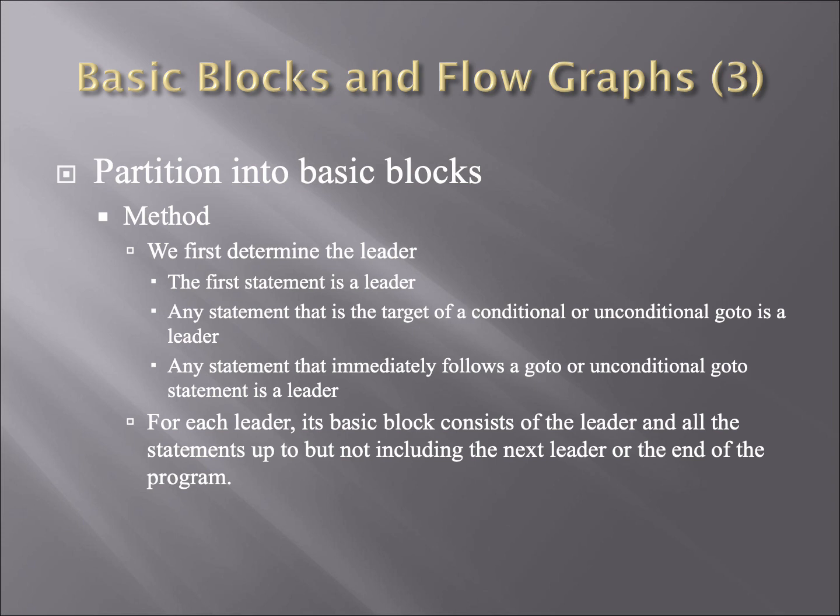For each leader, its basic block consists of the leader and all the statements up to the leader of the next basic block. So how are you going to partition the three address code into various blocks? First you must mark the leaders of the basic blocks, and you form boxes or nodes of the flow graph with the statements including the first leader and the statements before the second leader.